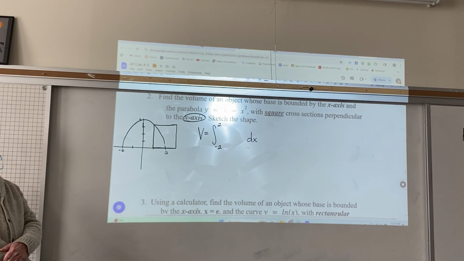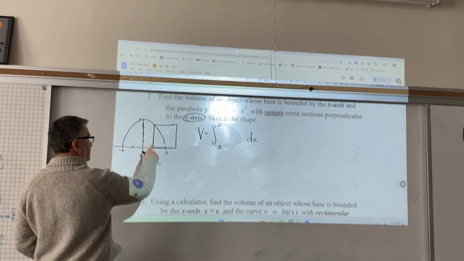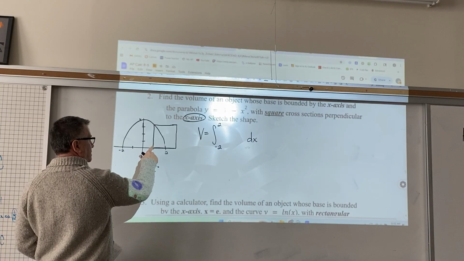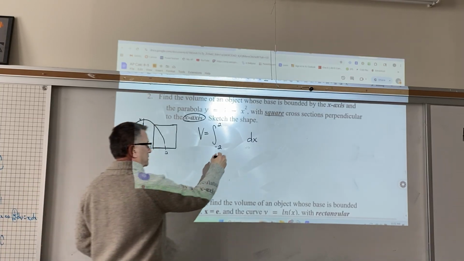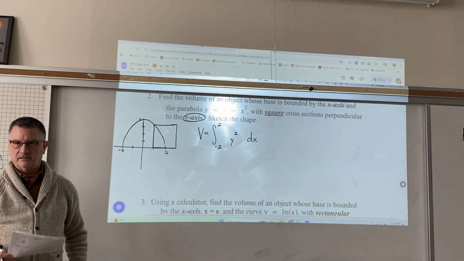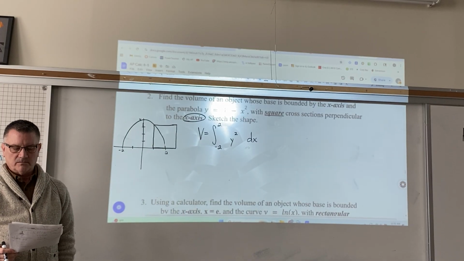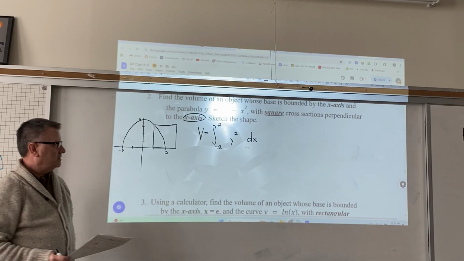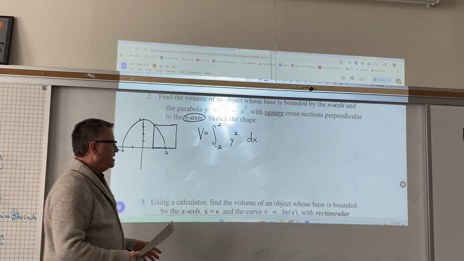Now I need to figure out the area of that cross-sectional shape. Hey, what's it going up to? It's going up to the curve, isn't it? It's going up to the curve, which is y, and a square is y times y. Y times y is a square, right? But I'm doing it in terms of x.